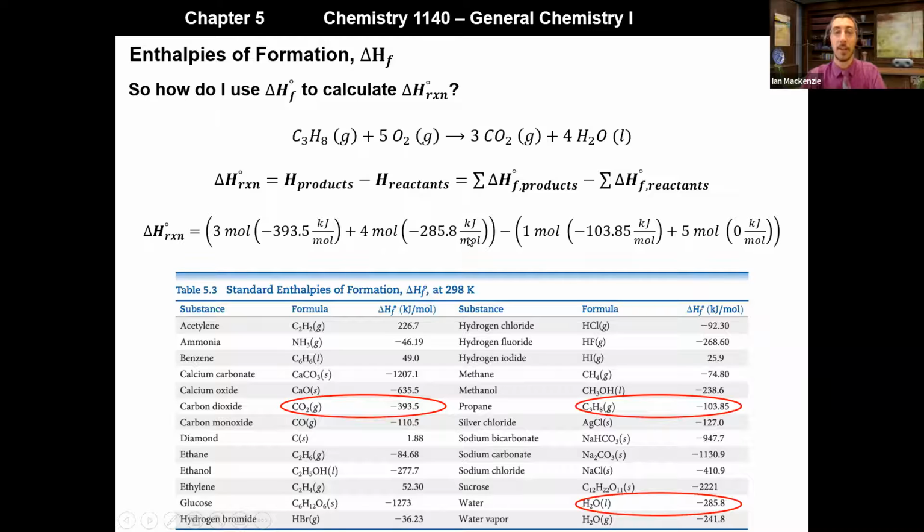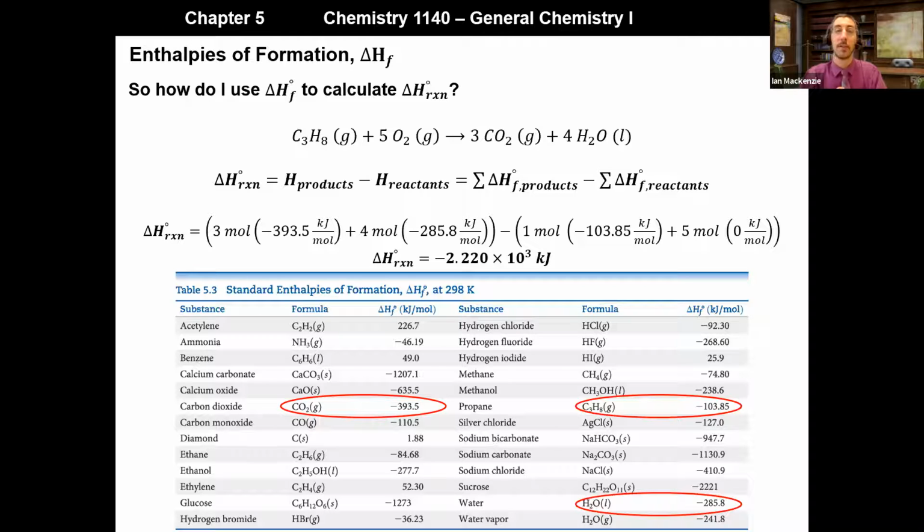Plus 4 times the heat of formation of water as a liquid, 4 moles of water times its heat of formation. And that is the enthalpy of the products. Now minus the enthalpy of the reactants, well, it's 1 mole of C3H8, so times its enthalpy of formation, plus 5 moles of oxygen, but its heat of formation is 0. So there's no contribution from that. Multiply this through and then subtract, and you come out with an enthalpy of reaction of negative 2.220 times 10 to the third kilojoules for this combustion reaction.